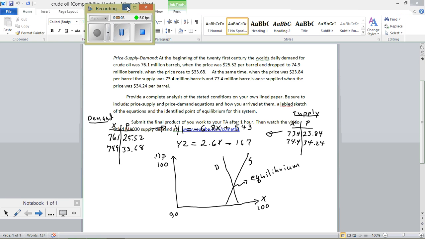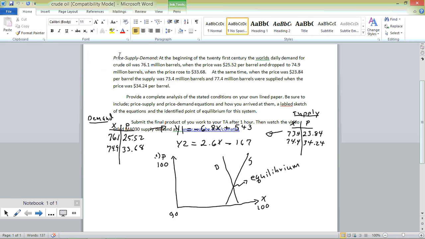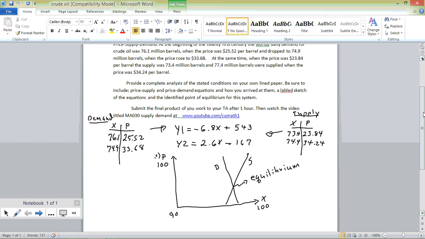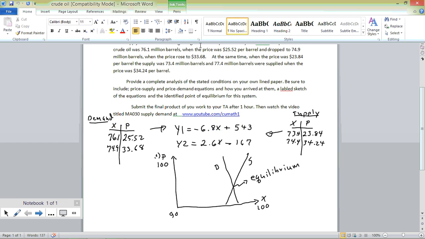Okay, so this is for MA030, and it is a supply-demand equilibrium condition kind of a thing. It's about crude oil, and I'm not going to take the time to read it to you, but pretty clearly it states the demand, and so the first thing I did was drop a demand table.